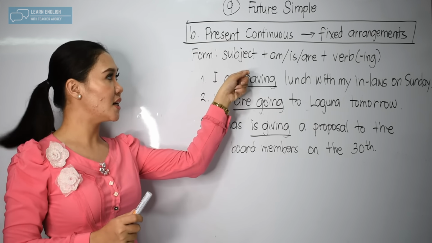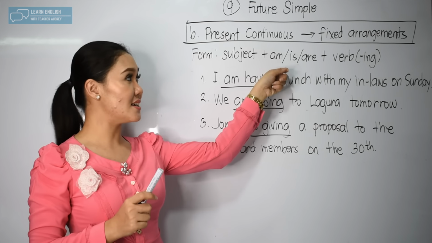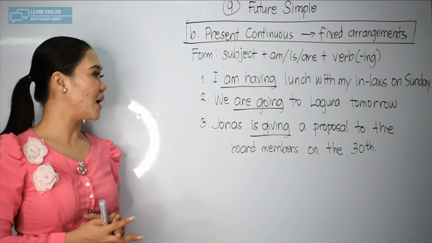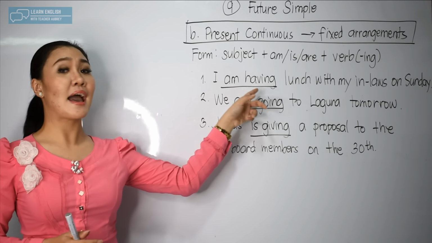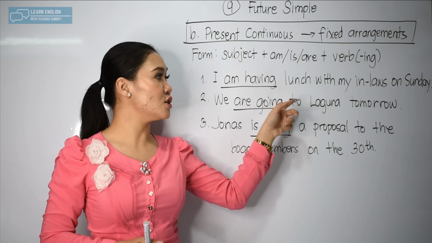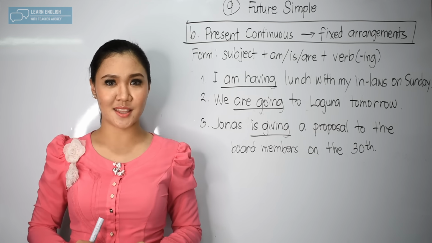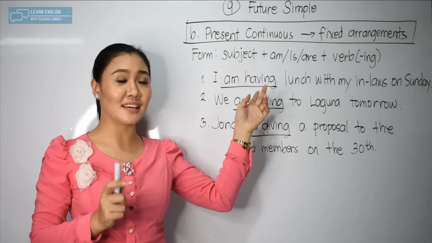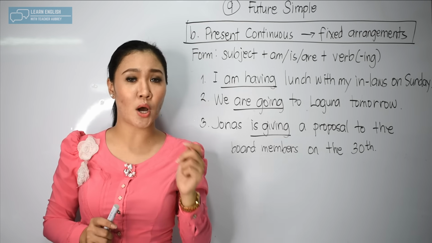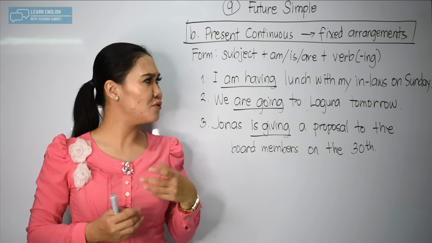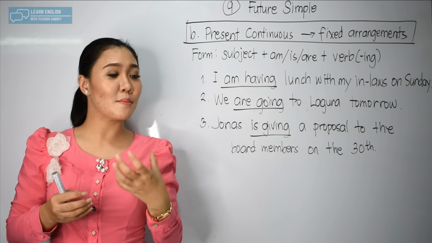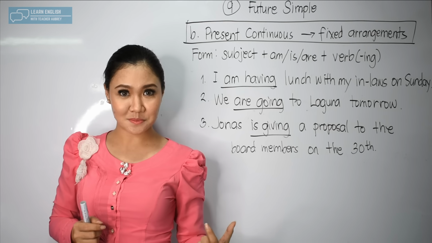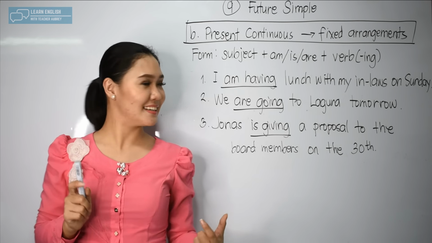Una, kailangan ng subject plus am, o kaya naman is, o kaya naman are, depende sa subject, plus the verb in ing form. Tingnan natin itong ating halimbawa. I am having lunch with my in-laws on Sunday. Ang ginamit dito ay present continuous na I am having. Bakit? Dahil ito po, sa pangungusap na ito, ay may fixed arrangement. Dahil yung lunch na magaganap kasama yung mga in-laws ko ay fixed na magaganap siya sa linggo. As simple as that.